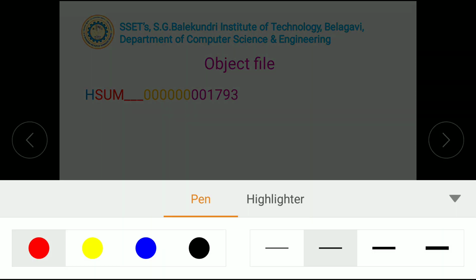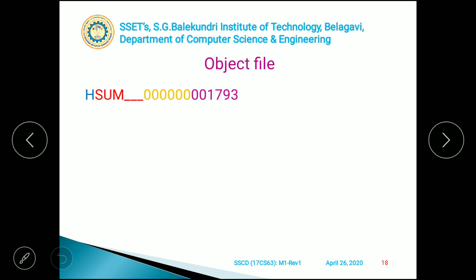See, when you write a header record, it starts with an H, and after that it has 6 columns. So 3 columns you have written, and the next 3 columns are given as blank, so that's what I put as dash dash dash. And then in our program the starting address is mentioned as 000, that is here, and the next 6 columns are for the length of the program, that is 1793.